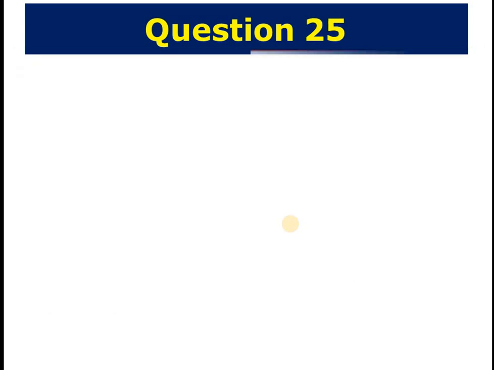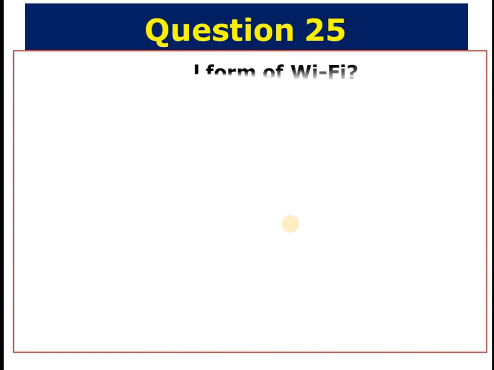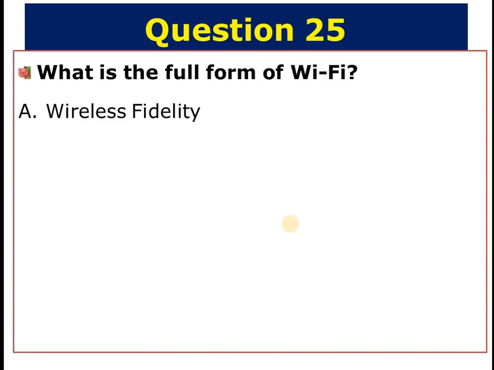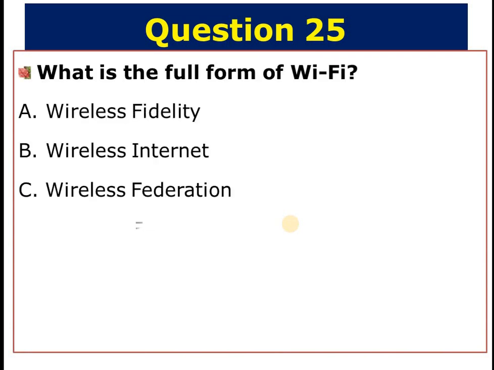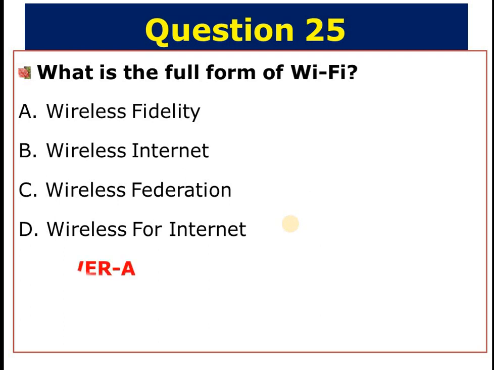The last question, question number 25. Interesting question here. What is the full form of Wi-Fi? A. Wireless fidelity, B. Wireless internet, C. Wireless federation, D. Wireless for internet. The answer is choice A. Wireless fidelity. Wi-Fi means wireless fidelity.